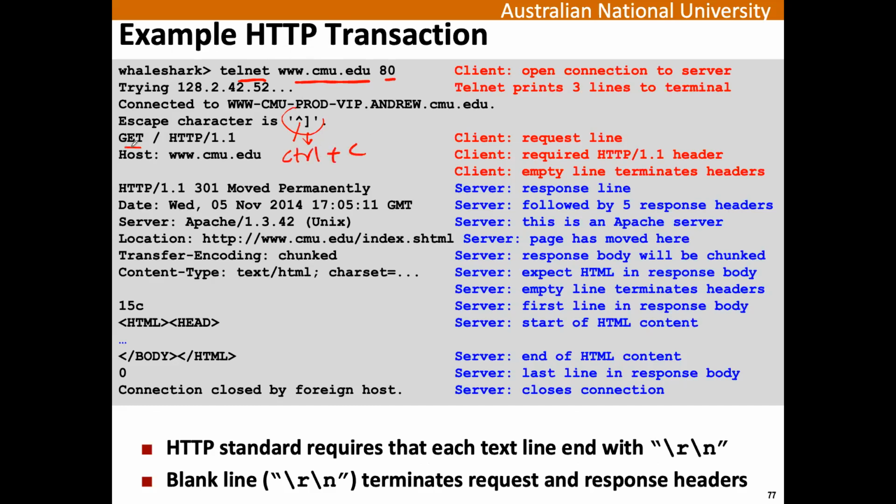We are saying get the home page, the root directory, slash, HTTP version, and then we are using a header, host www.cmu.edu, and we are pressing enter to end the request. Then the server responds with the response: page moved permanently, date, server, location, and so on.